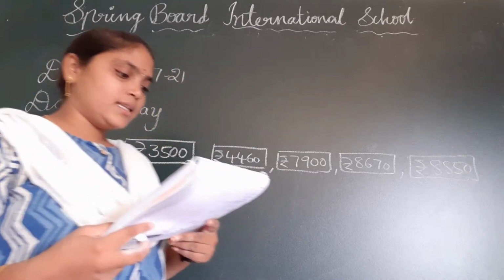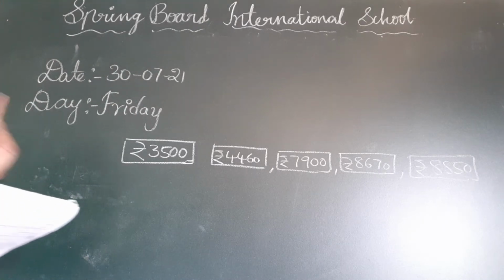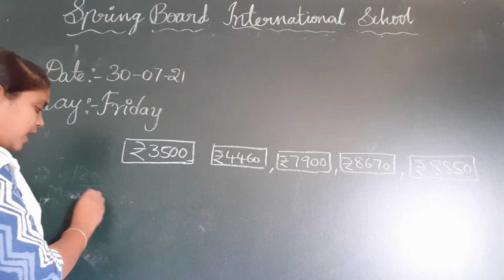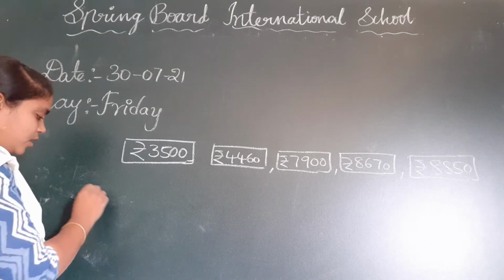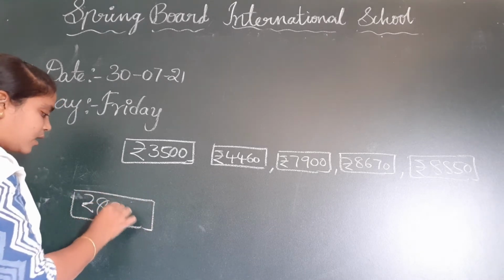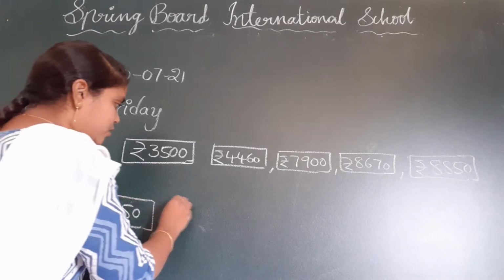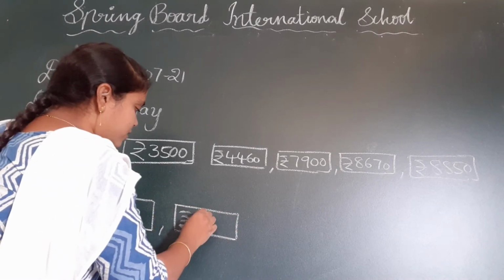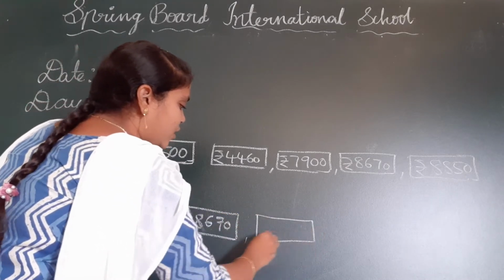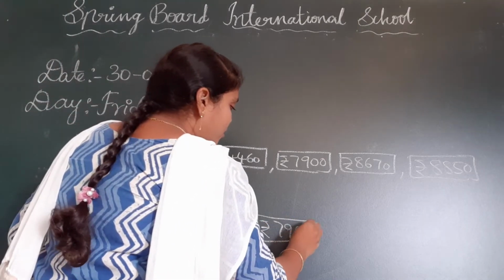Next, arrange the prices from highest to lowest. Now we have to arrange these prices from highest to lowest. Everyone arrange it, children. Which one is the highest price? Yes, the cost of the cot, 8850. So next, 8670. First you arranged it from lowest to highest, no? Now you arrange from highest to lowest.